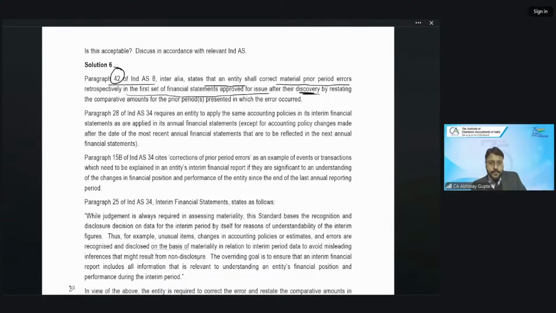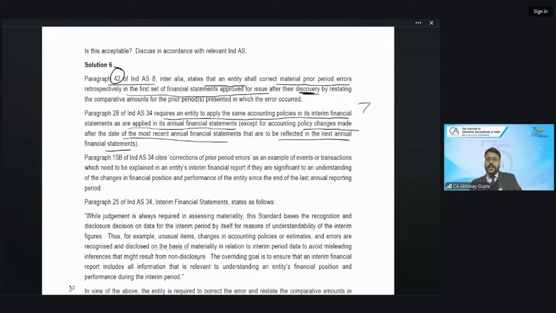Para 28 of Ind AS 34 requires an entity to apply the same accounting policies in its interim financial statements as are applied in the annual financial statements, except for the accounting policy changes made after the date of the most recent financial statements that are to be reflected in the next annual financial statement.